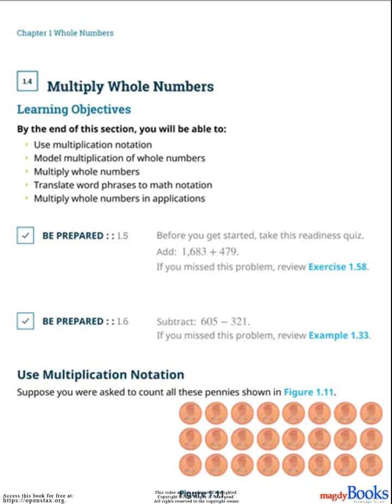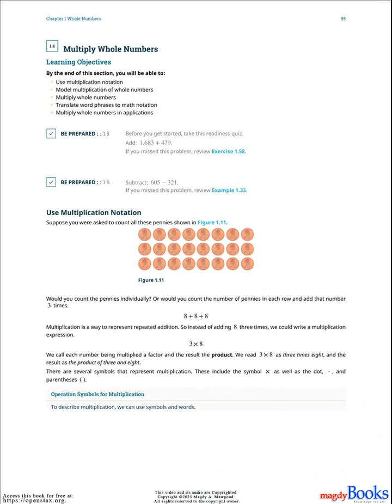1. Use multiplication notation. Suppose you were asked to count all these pennies shown in Figure 1.11. Would you count the pennies individually? Or would you count the number of pennies in each row and add that number 3 times? 8 plus 8 plus 8. Multiplication is a way to represent repeated addition. So instead of adding 8 3 times, we could write a multiplication expression.